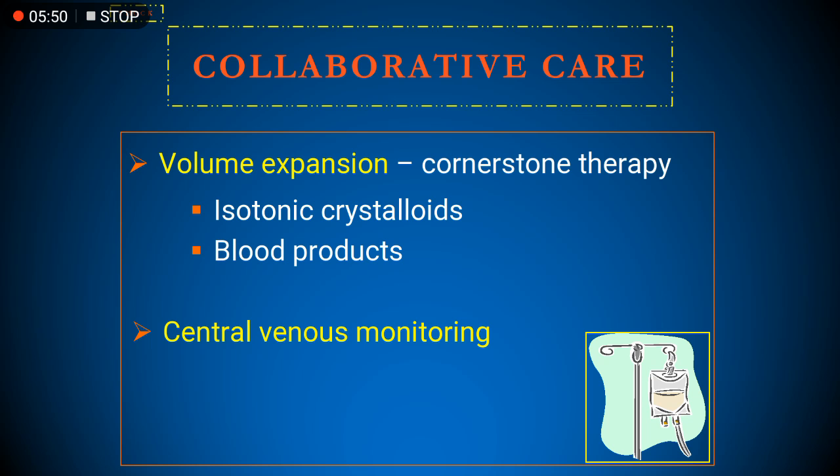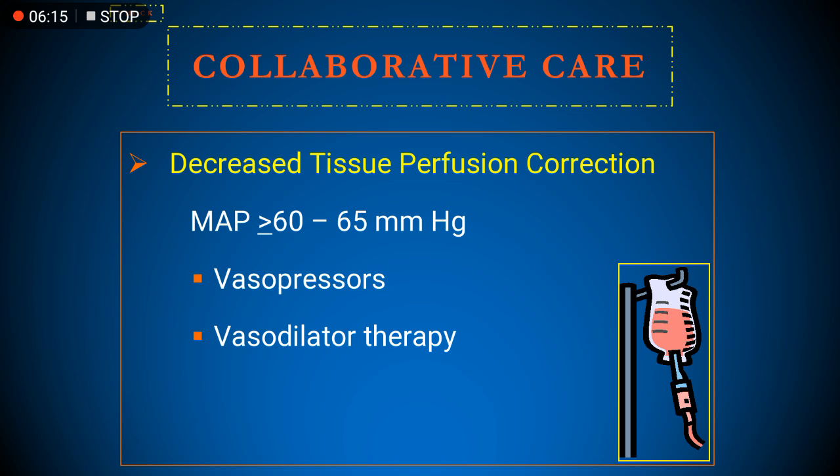In order to maintain the circulating volume, it is important to administer isotonic solutions or blood products for the volume expansion, as this is the cornerstone therapy management for hypovolemic shock, anaphylactic, and septic shock. CBP monitoring is as well important.